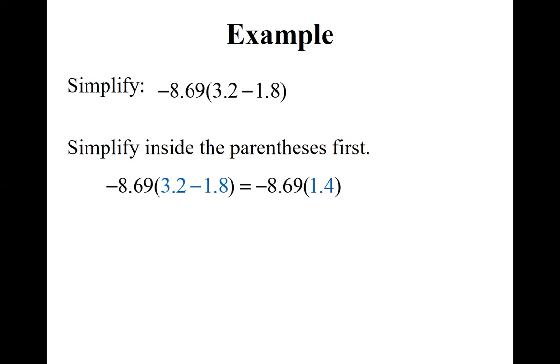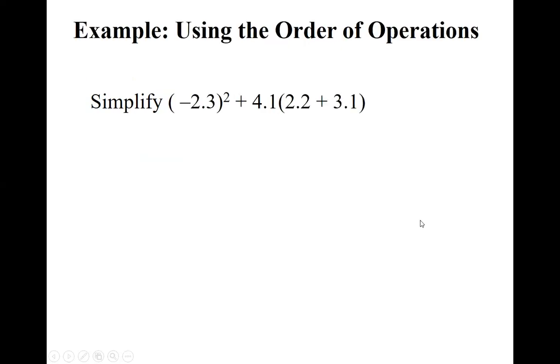Then we want to multiply. Negative 8.69 times 1.4. Negative times positive is negative. Write it as a normal multiplication problem, 869 times 14. Multiply and make sure that there are 1, 2, 3 spaces after the decimal point. Negative 12.166. So this is a great review of operations on decimals.